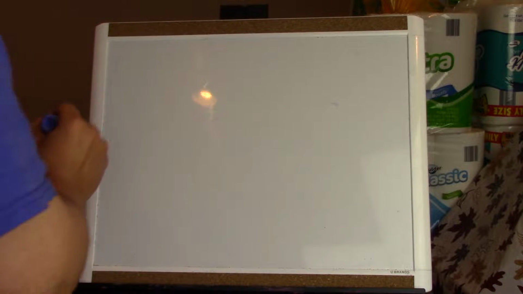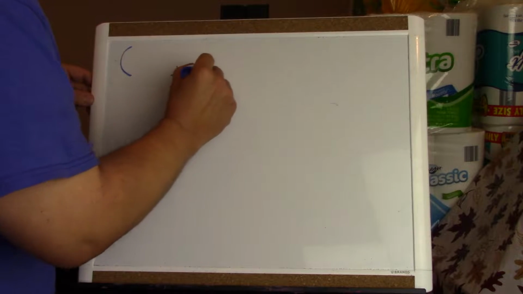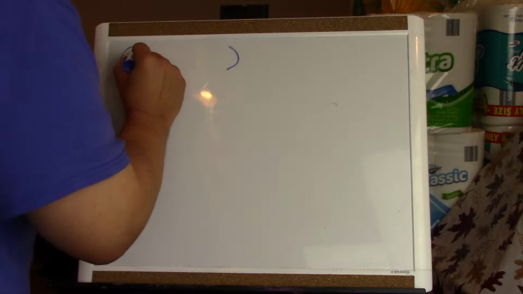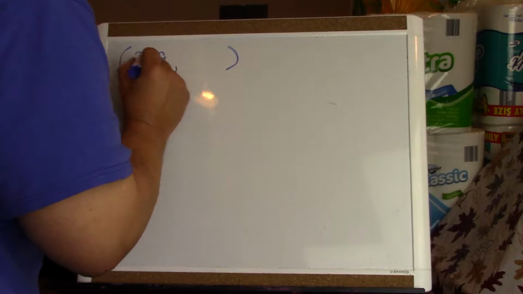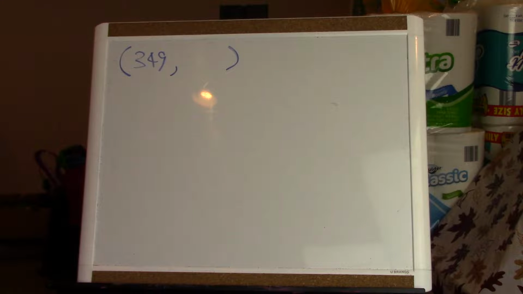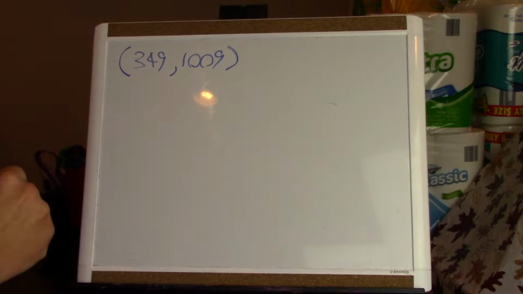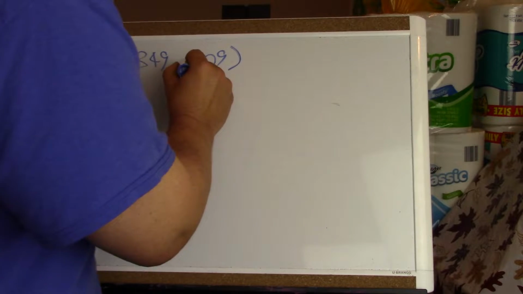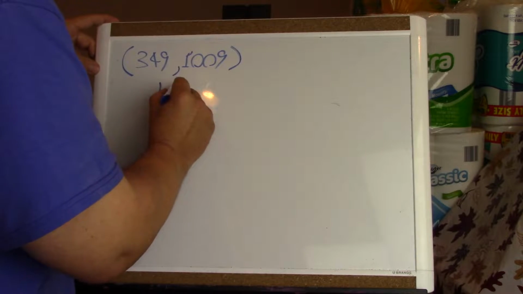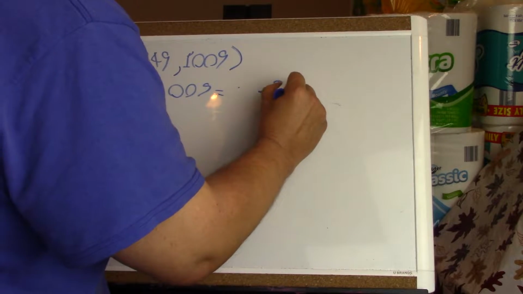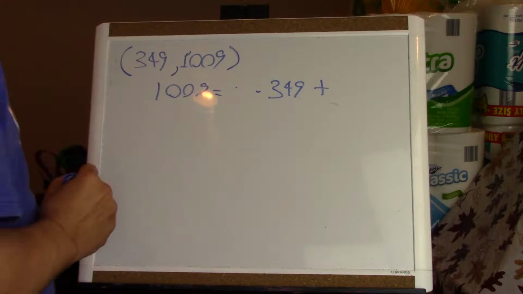Alright, let's do another least common denominator problem for two random primes. Hopefully this example will not be as simple as the one that I tried before this one. Alright, so then this is 1009 equals some factor times 349 plus some number.